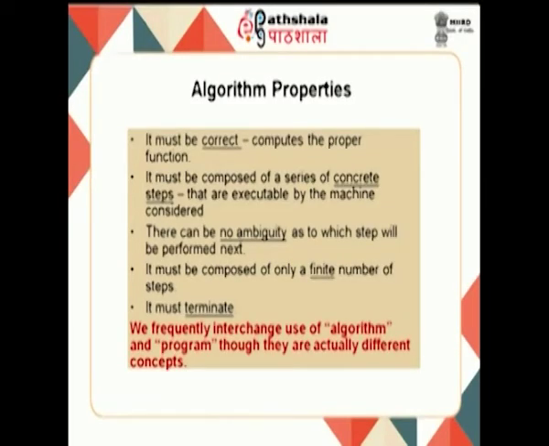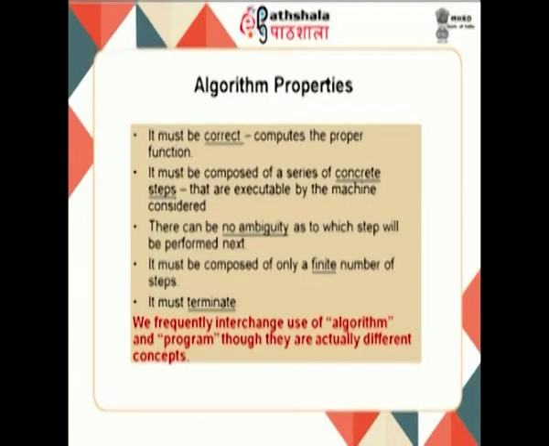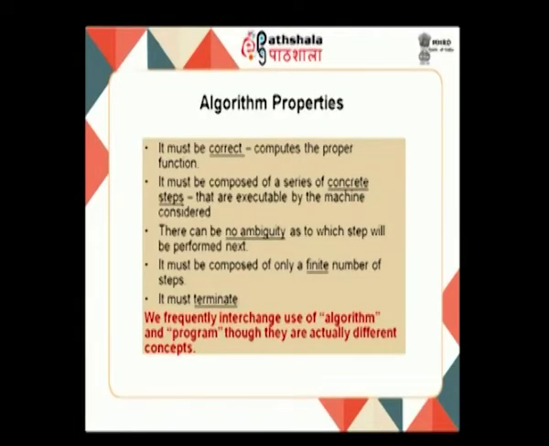What is the meaning of concrete steps? Each of the steps should be executable by a machine, whichever machine you consider. Then there can be no ambiguity as to which step will be performed next. It should be clearly specified: if such a condition holds, this step will be executed, and this is the step that will be performed next. And it must be composed of a finite number of steps. You do not say it is an algorithm if the number of steps is infinite. It should be completed in a finite number of steps and it must terminate. There is no question of it going into an infinite loop.